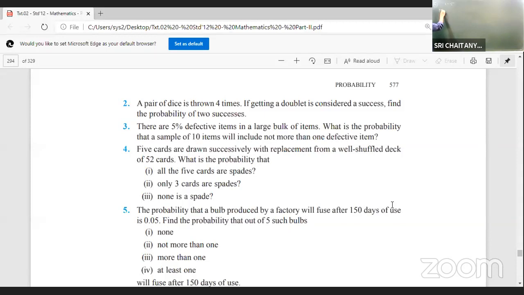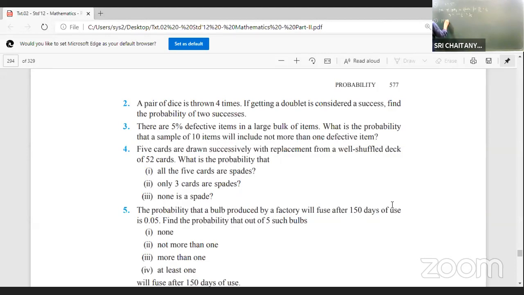Probability of getting a spade, small p is equal to 13 by 52. Why? Because 13 spades will be there, right? 13 by 52 is equal to 1 by 4. Therefore, Q value is equal to 1 minus 1 by 4, which is equal to 3 by 4. Now, he asked you to find out the first problem. See the first problem, what has been given to you: all the 5 cards are spades.